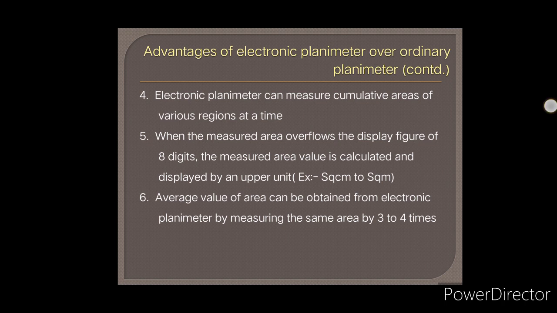Next, you can calculate the average area by rotating through the same periphery 3 to 4 times and you'll get it directly. There will be some function keys: a hold function key, an average function key, a memo function key. We have some examples on that also. We'll try to complete that.